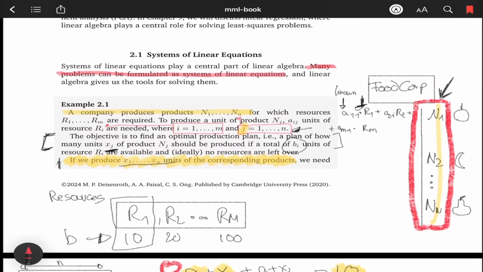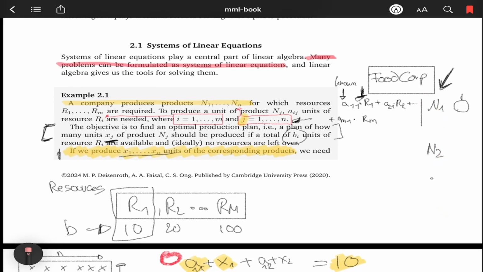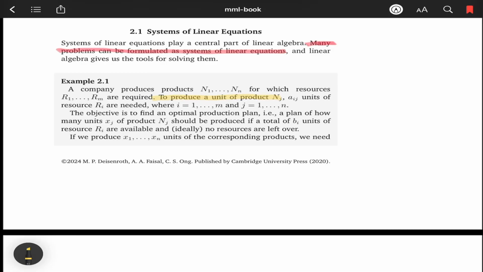Let's read the whole thing again. I'm going to delete it all. I do not think that there's much value in keeping those writings. Okay, so let's read it again. The company produces products N1 to Nm, for which resources R1 to Rm are required. To produce a unit of product Nj, so one of those products, Aij units of resource Ri are needed. The objective is to find an optimal production plan, a plan of how many units xj of product Nj should be produced if a total of bi units of resource i are available. No resources are left over.